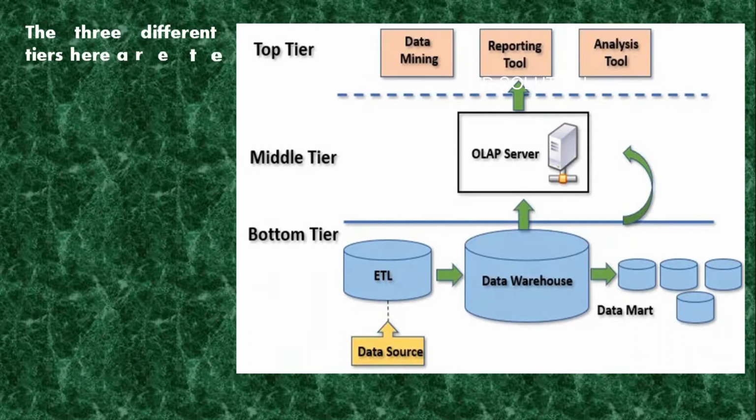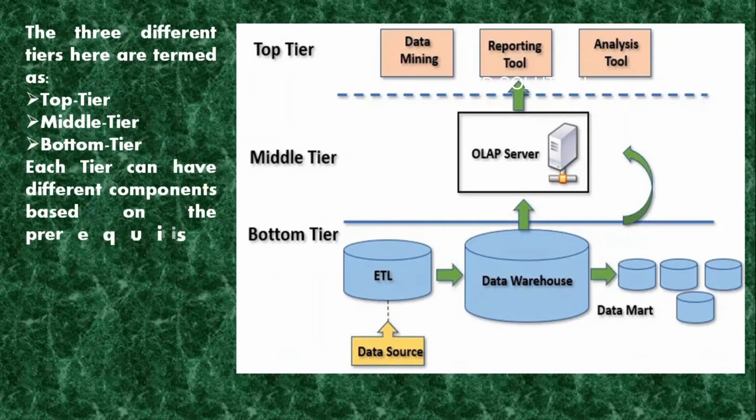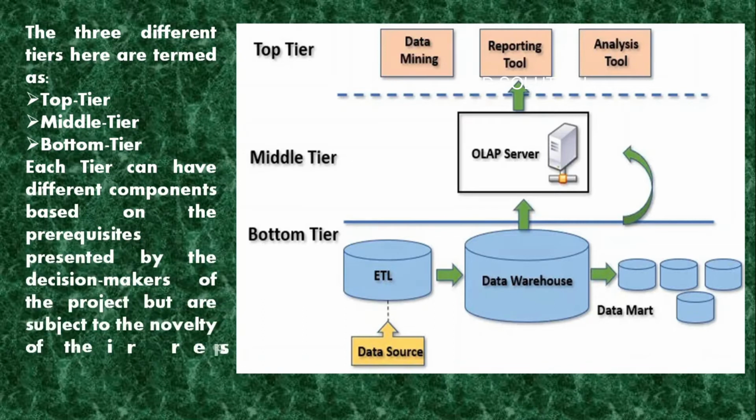The three different tiers here are termed as 1. Top tier, 2. Middle tier, 3. Bottom tier. Each tier can have different components based on the prerequisites presented by the decision makers of the project but are subject to the novelty of their respective tier.